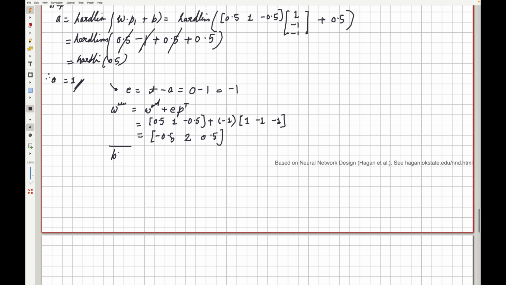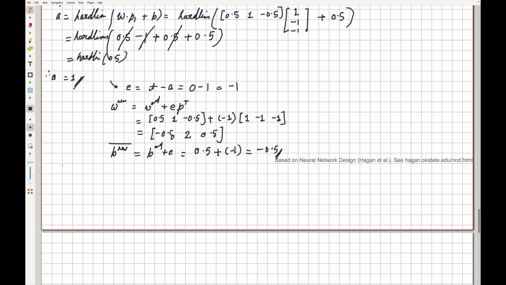Again, the new bias term is simply going to be the old bias plus the value of E. The old bias is 0.5, and the value for E is -1. And so in this case, we now have a negative value for the bias. Hopefully, this will help us get closer to the correct weight matrix that leads us to the decision boundary that classifies the data points correctly.